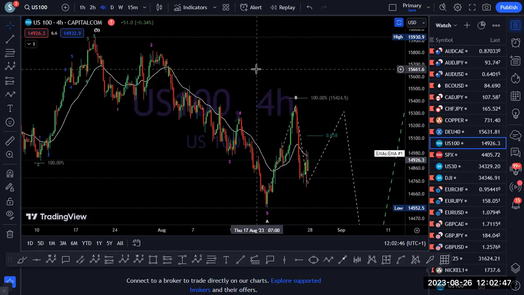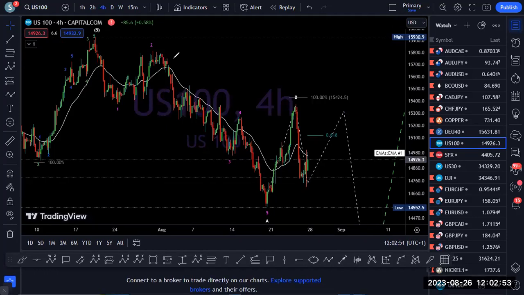2 things or 3 things are possible here. We may have a triangle as wave B. This is one possibility. We get a move like this, a move like this, a move like this, a move like this, a move like this, then move down. This is another possibility that this wave 4 might be here. That's another possibility. Then another one is that we can just get a small correction from here and drop.